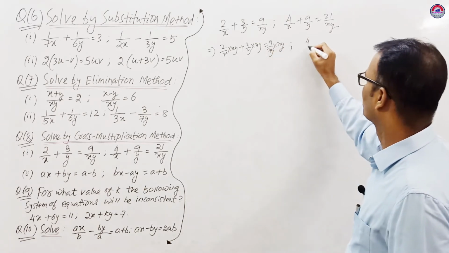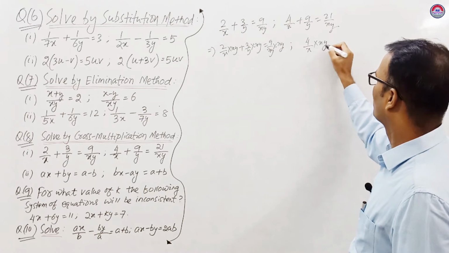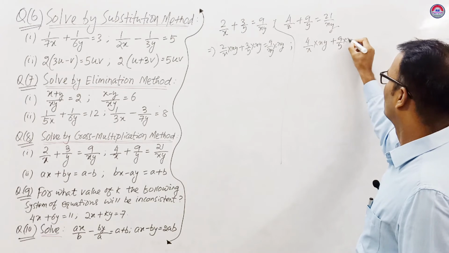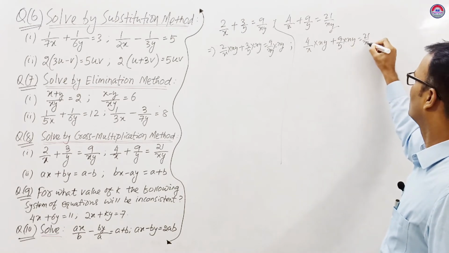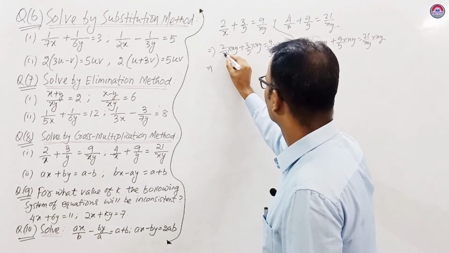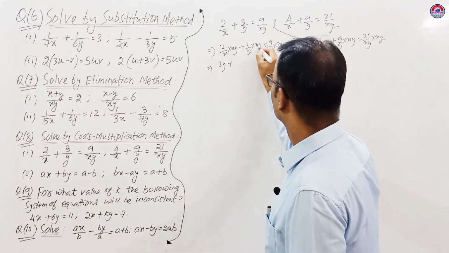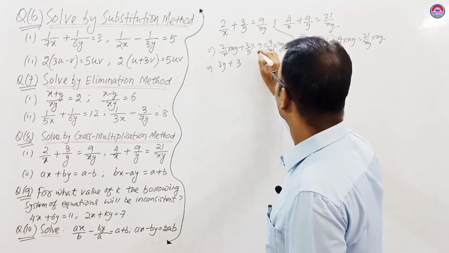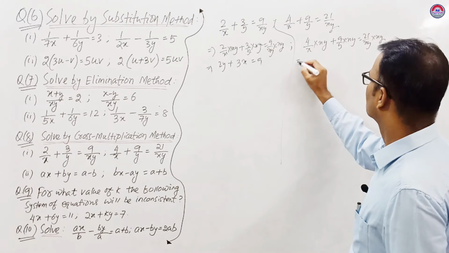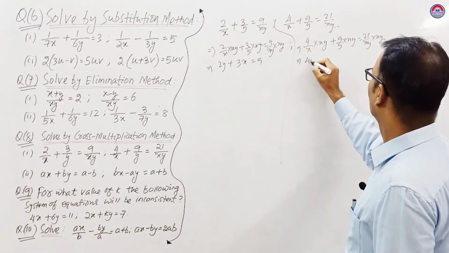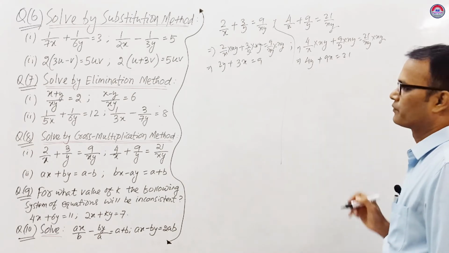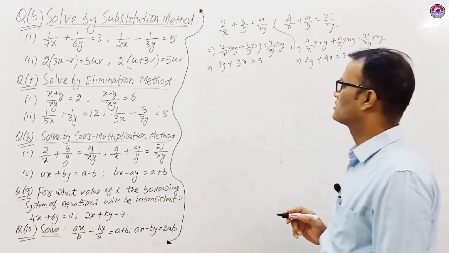Similarly, second equation, 4 by x into xy plus 9 by y into xy is equal to 21 by xy into xy. Then this is 2y plus 3x equal to 9. This equation becomes 4y plus 9x equal to 21. Now you can solve this one by the cross multiplication method.